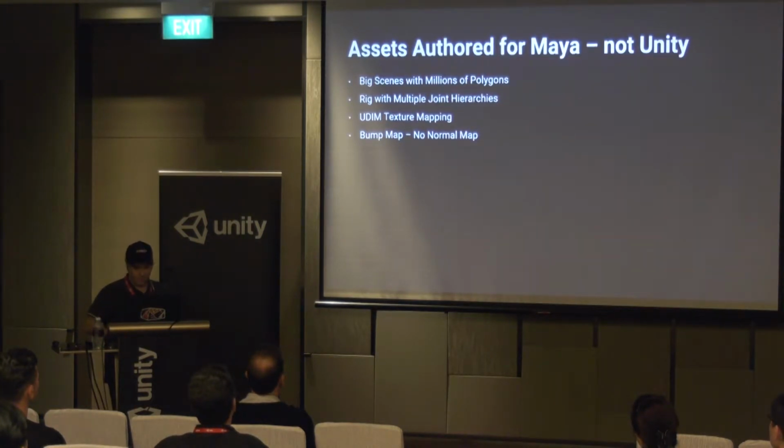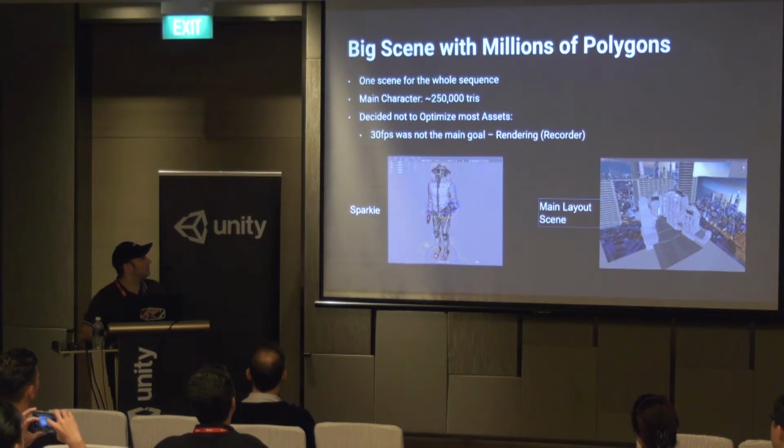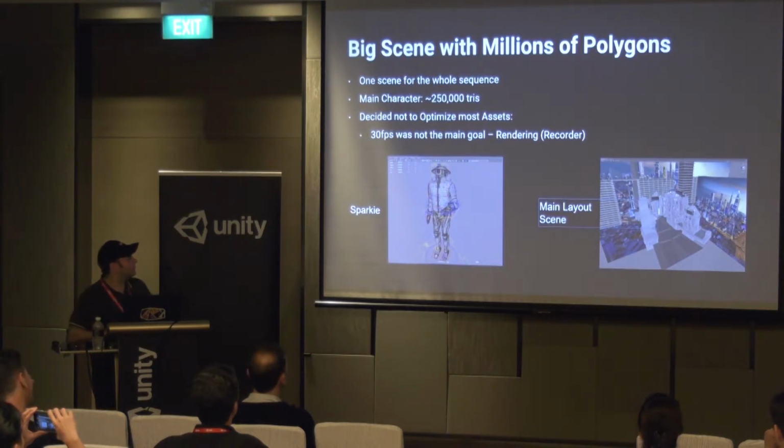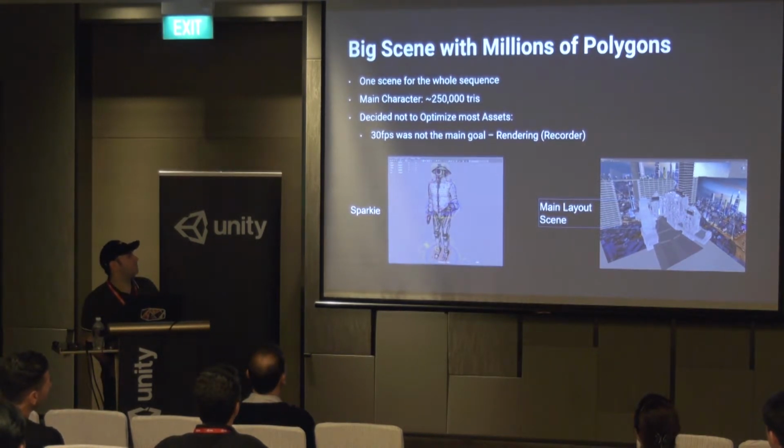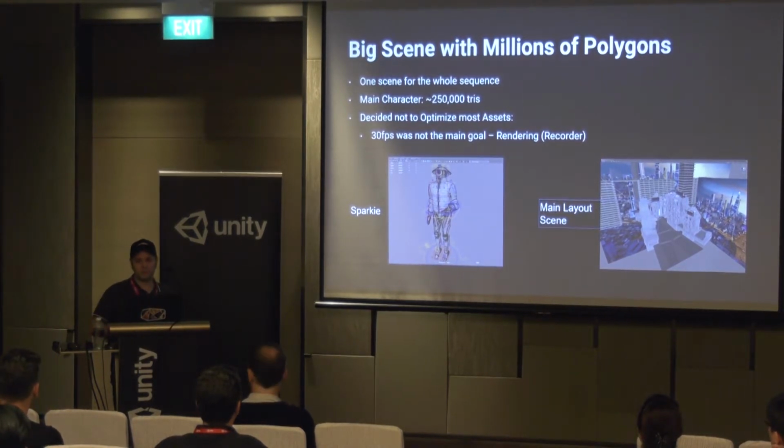A little bit more detail there about the assets being authored for Maya and not for Unity. We had a very, very high resolution character. I think it's 250,000 triangles. The environment was very, very heavy, so we made the decision pretty early on that we were not going to try and get this to run at 30 frames a second. We were going to render it out using the recorder package, since performance was not one of the main goals for this test.